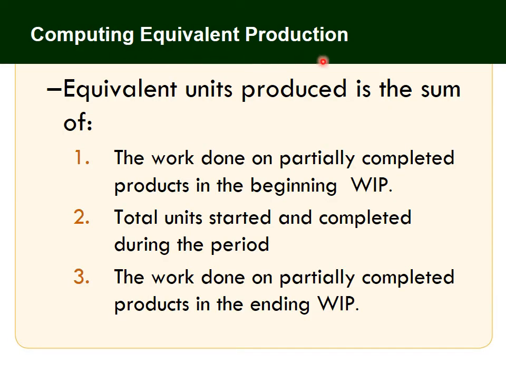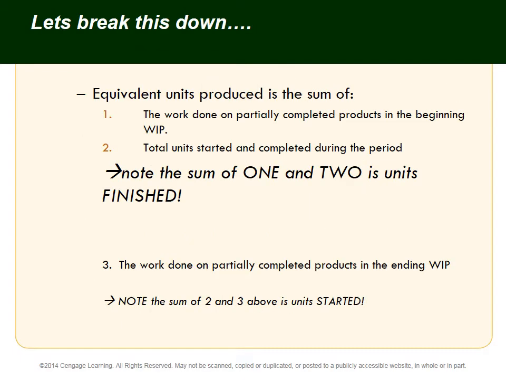Now, back to computing equivalent production or equivalent units, same terminology. It's the sum of work done on partially completed units in the beginning work in process, started and completed units, and the work done on partially completed products in the ending work in process. And again, we divide this up into two parts: direct materials and conversion costs. So equivalent units produced is the sum of beginning WIP plus units started and completed, and again, the work done on partially completed products and ending work in process.